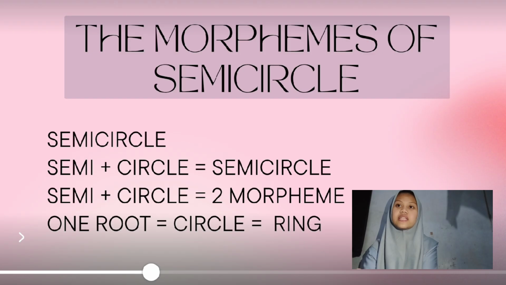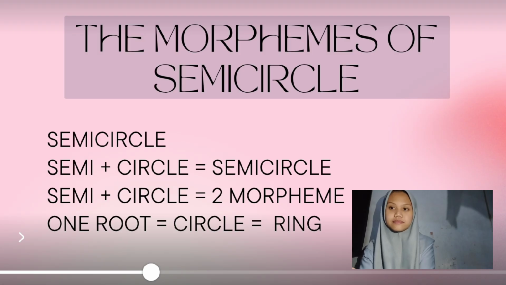I will show you the morphemes of semicircle. Semicircle is formed from semi plus circle become semicircle. There are two morphemes in semicircle: semi, the first morpheme, and then circle, the second morpheme. The root of semicircle is circle. The meaning of circle is ring.